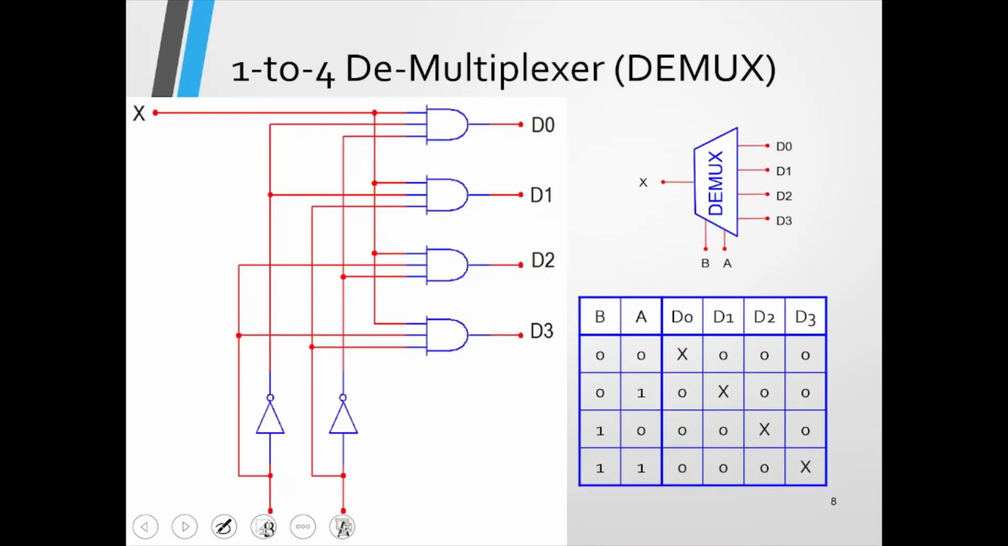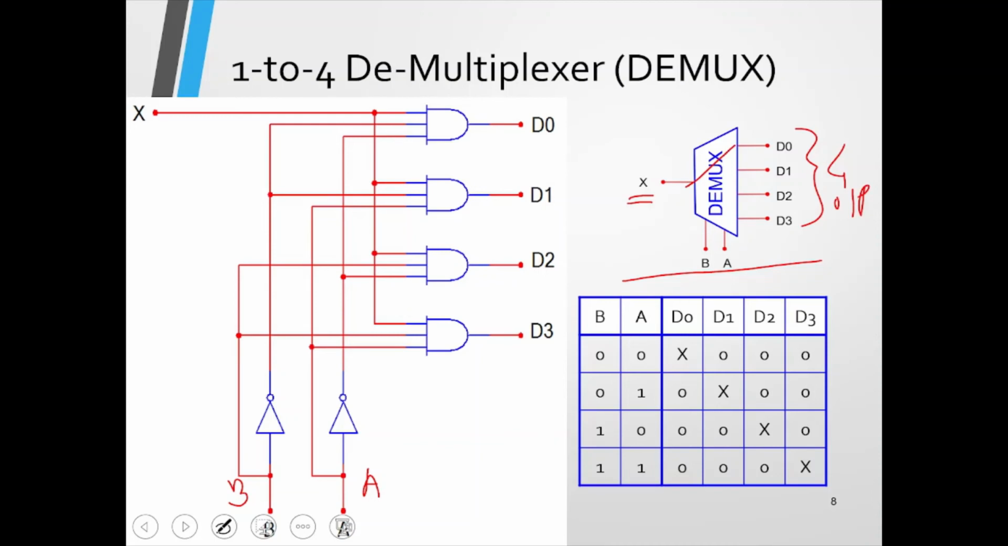Now look at this logic diagram for the demultiplexer. Here also we are using 4 AND gates for the 4 outputs D0, D1, D2 and D3. And these are the two select inputs, that is A and B, right? And this is the block diagram for a demultiplexer. In this block diagram you can see that there is a single input and there are 4 outputs. This demultiplexer is going to select one of the outputs. Actually the working is the same, only the circuit is different.